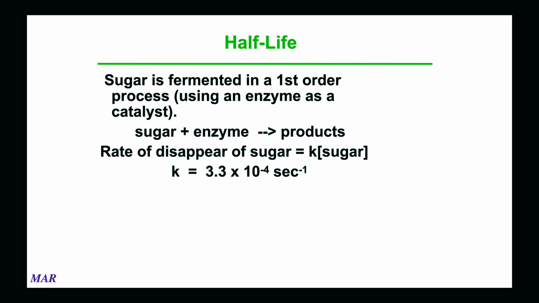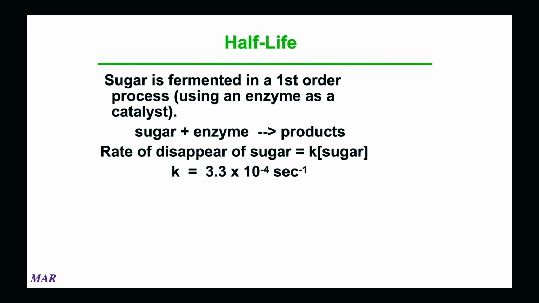Here's an example of how half-life can be really useful. Sugar fermenting, like all biology things, is a first-order process, and there's an enzyme being used as a catalyst. Enzymes are nature's catalysts. Our bodies have lots of them working around inside us right now. Pretty cool. But anyway, sugar plus the enzyme goes to some kind of products. We don't have to care about the products.